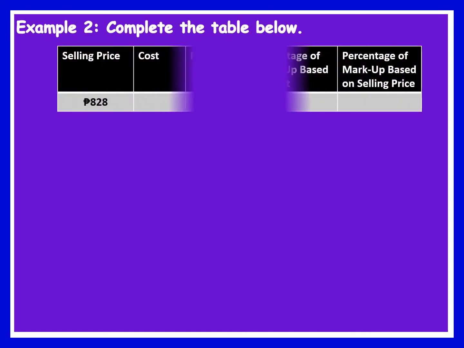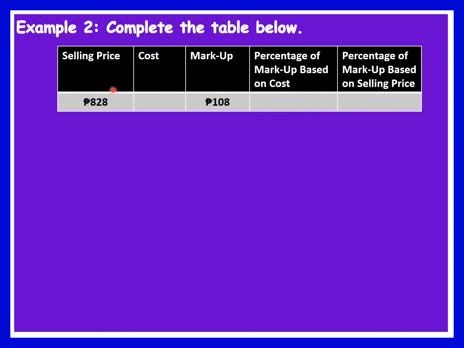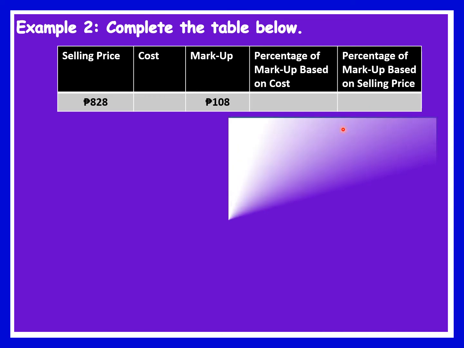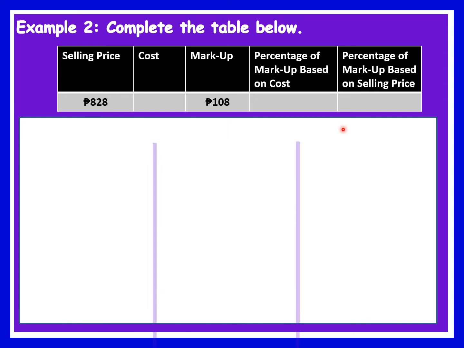So in example number 2, there are selling price and markup given, and there is a missing term for the cost and the two percentages for markup based on cost and markup based on selling price. So let me put the papers that we're going to work on. Let me divide it by 3. This is for the cost. To solve for the cost given the selling price and markup, we will just derive the formula as we have shown a while ago.